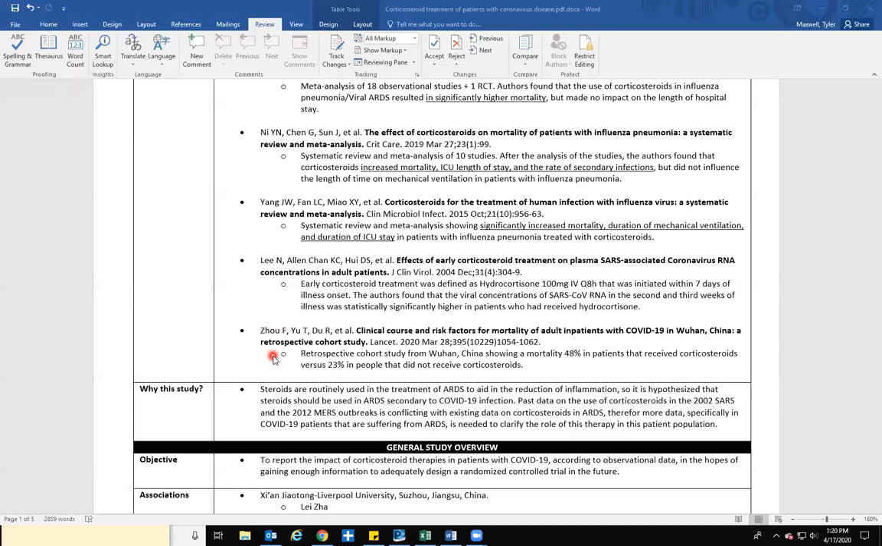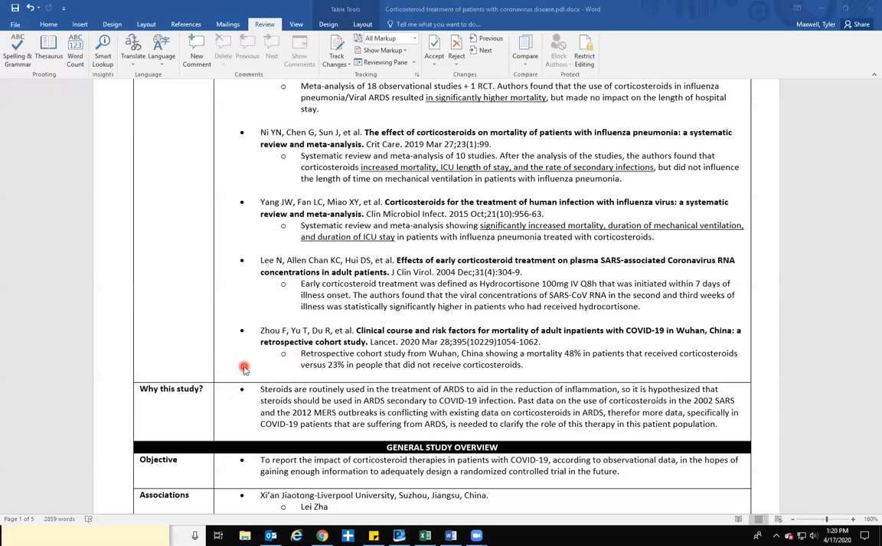And then lastly, this is more of an observational study. It was a clinical course and risk factors for mortality of adult patients, and this came from Wuhan, China, the epicenter of the disease in China. And so it's a retrospective cohort that showed a mortality of 48% in patients that received corticosteroids versus 23% in people that did not receive corticosteroids.